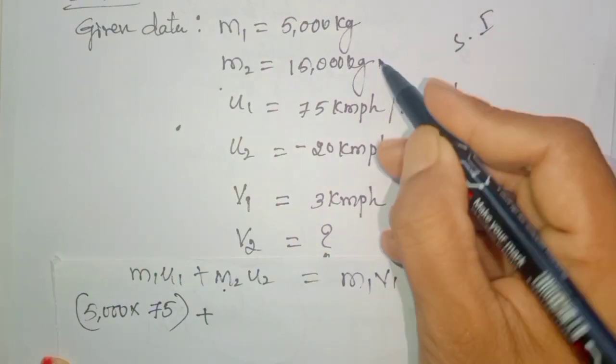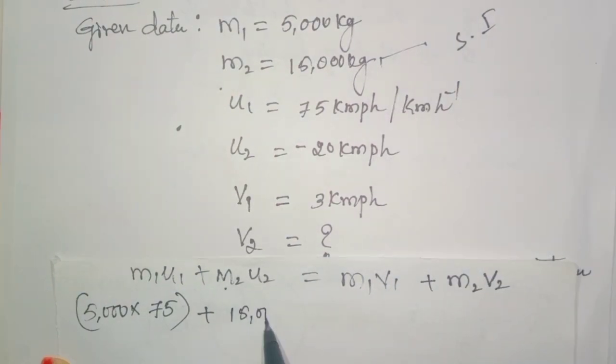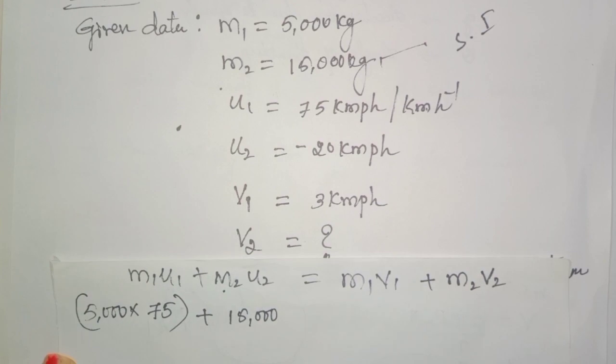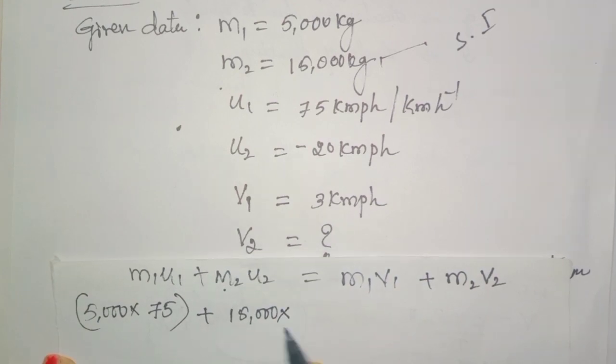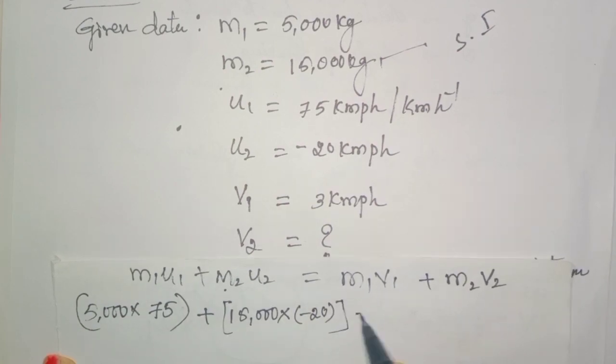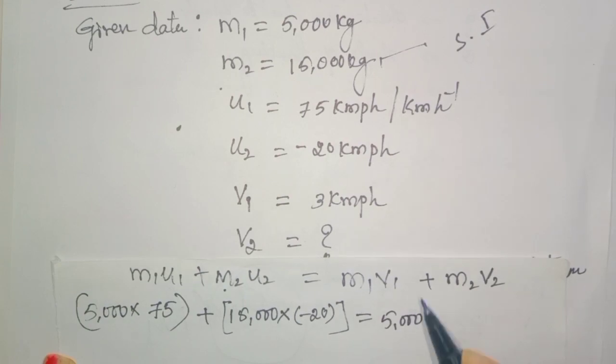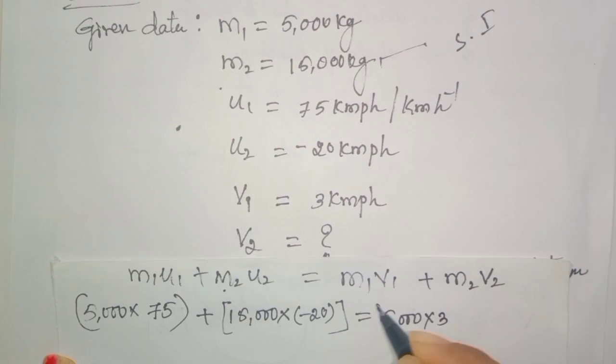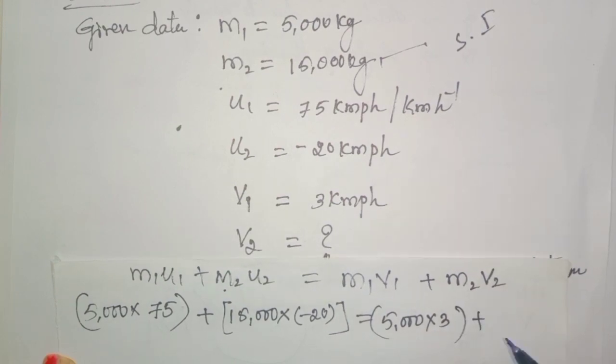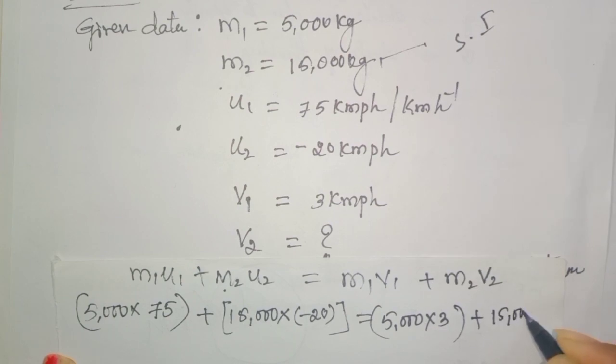That is 15,000 kg. So when you are writing, please write neatly so that you will not get any confusion. Into u2, what is u2? u2 is minus 20. So I'll write it minus 20 in bracket, and I'll put a square bracket, is equal to m1. Again, what is m1? 5000 into v1. V1 they had given for an engine, which is 3 km/h. So I'll put bracket here, plus m2 also they had given. What is m2 of a wagon? That is 15,000 kg. v2 we have to calculate, so I'll write it as v2.